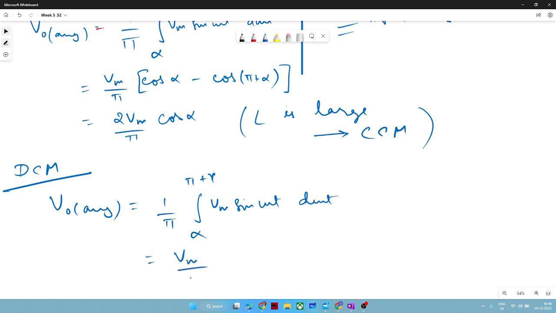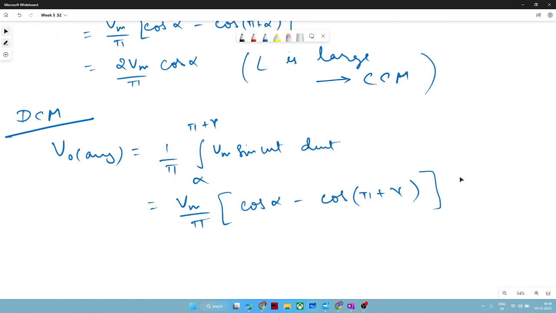Again, you will get Vm by pi cos alpha minus cos pi plus gamma, and again we know cos pi plus some theta is minus cos theta, so Vm by pi cos alpha minus cos gamma. Oh, sorry, plus, because minus minus is plus. So again, when gamma would have been alpha, then this expression would have been 2 Vm by pi cos alpha.